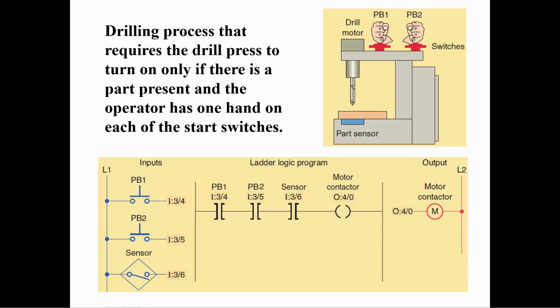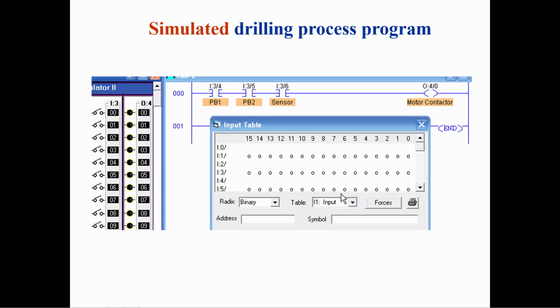Since all three switches should have continuity when the input switches are closed, you will use examine if closed instructions. Since the narrative wants the output to be on only when all three conditions are met, you would connect the instructions in series to perform the logical AND function. In this simulation of the drilling process, the motor contactor will only be energized when the sensor is closed, indicating a part is present and both push buttons are pushed.